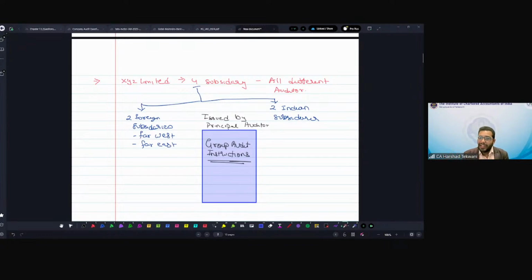In simple terms, let's say there is one component outside India, and the local law says that during audit, you can only perform inquiry and analytical procedures. Once you perform inquiry and analytical procedures, on the basis of that, you can issue an audit report. Now, will you take that as an audit report or as a review report?